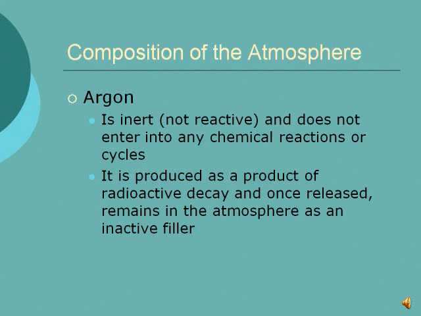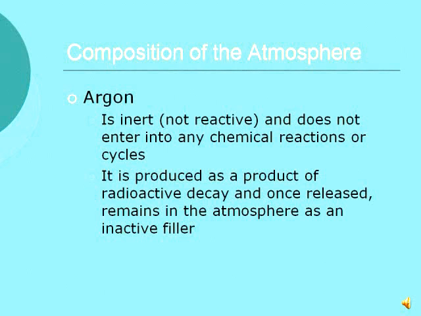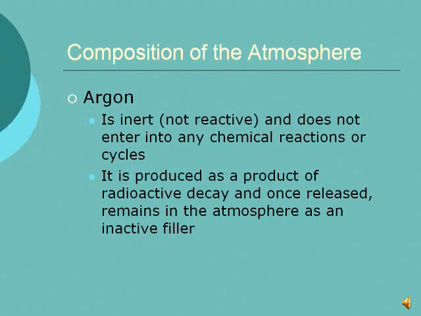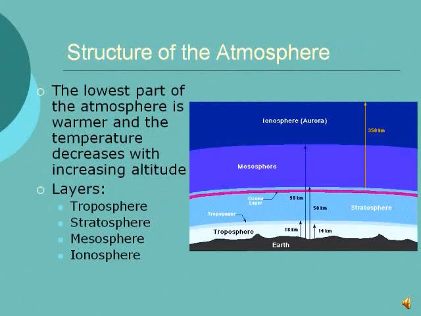Argon is inert, which means it's not reactive, and it does not enter into any chemical reactions or cycles. It is produced as a product of radioactive decay, and once it's released, it remains in the atmosphere as an inactive filler. The lowest part of the atmosphere is warmer, and the temperature decreases with increasing altitude.